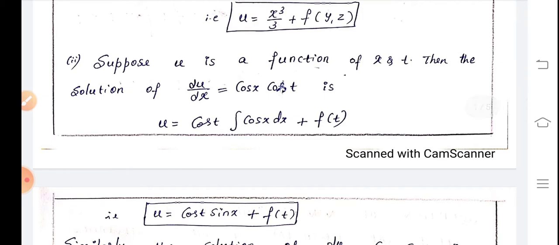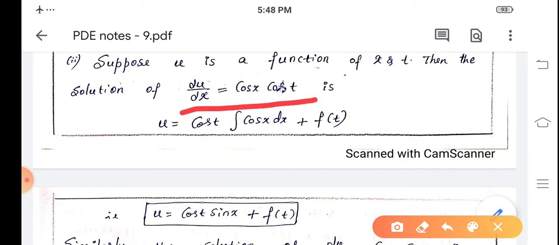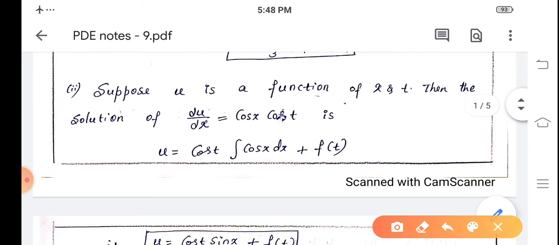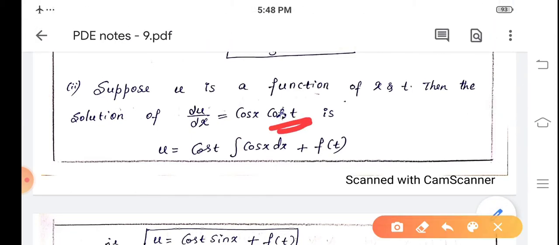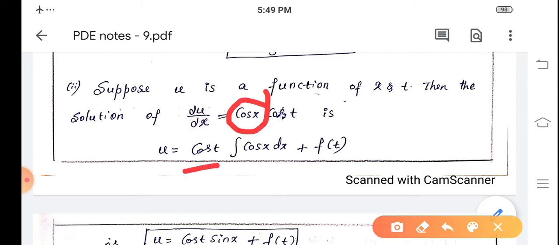Suppose u is a function of x and t. Then the solution of partial differential equation dou u by dou x equal to cos x cos t is u is equal to. Here we take u as a function of x and t. Now integrating this, we obtain u is equal to cos t into integration of cos x dx plus f of t, because cos t term is constant as we integrate with respect to x. It is an arbitrary function of t.